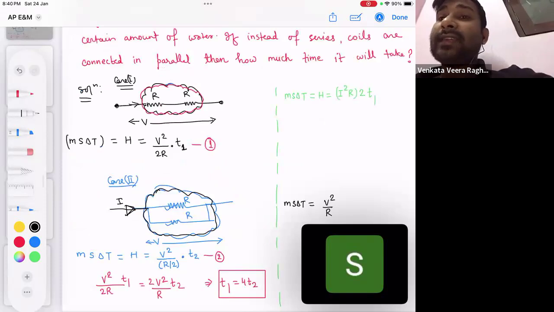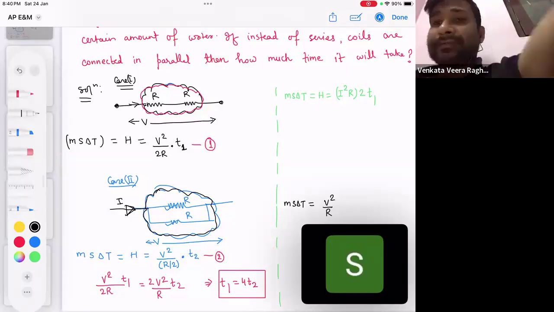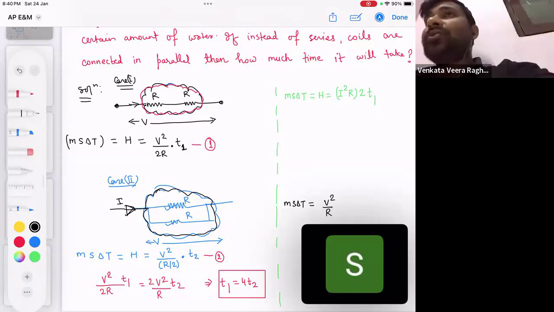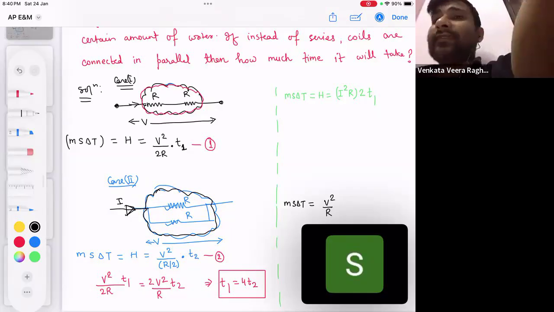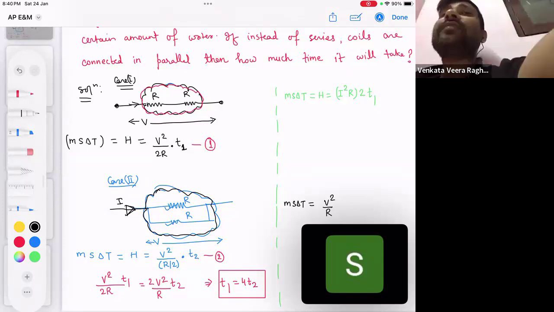Check it. First case, I is equal to V by 2R. Second case, I is equal to V divided by R by 2. Both the currents are not the same. Understood? Yes, sir. See, whatever method you apply, you are going to get the same result. Either you do the calculation for individual resistance and then get the total power consumption, or you just calculate the power consumption in the equivalent one. We are going to get the same result.